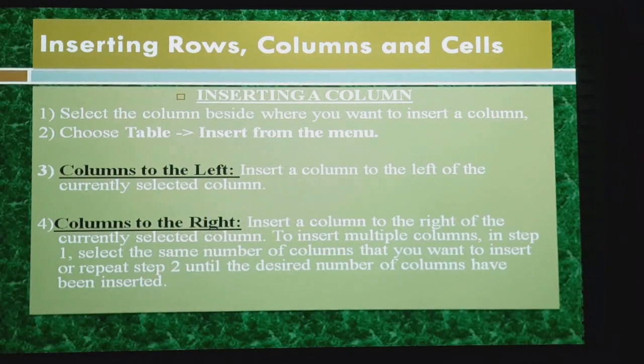Now, inserting rows, columns and cells. The next option is how to insert rows, additional columns and additional cells inside our table. So first option is inserting a column. Select the column beside where you want to insert a column. First of all, we need to select that column beside which we need to insert one more column. Then we need to go to the table menu or tab, and from there we need to select insert.